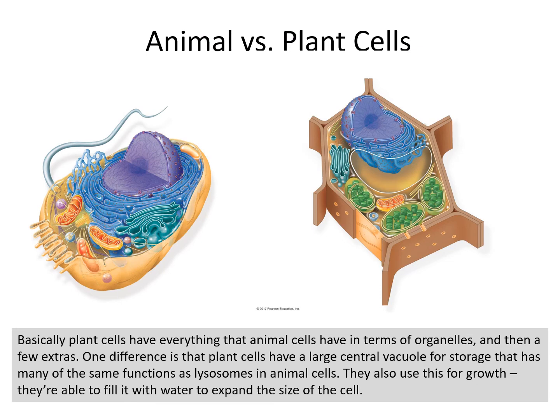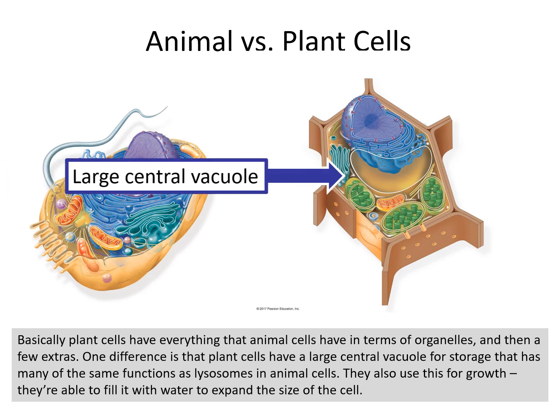Basically, plant cells have everything that animal cells have in terms of organelles and then a few extras. One difference is that plant cells have a large central vacuole for storage that has many of the same functions as lysosomes in animal cells. They also use this for growth. They're able to fill it with water to expand the size of the cell.